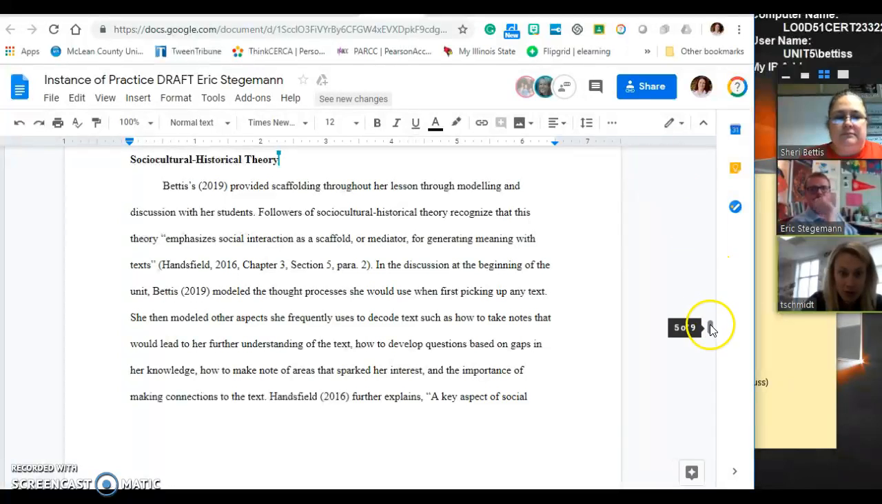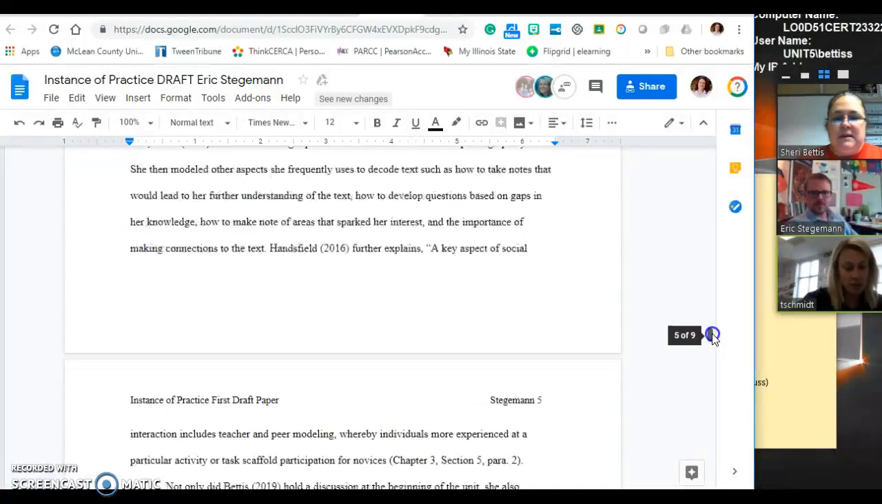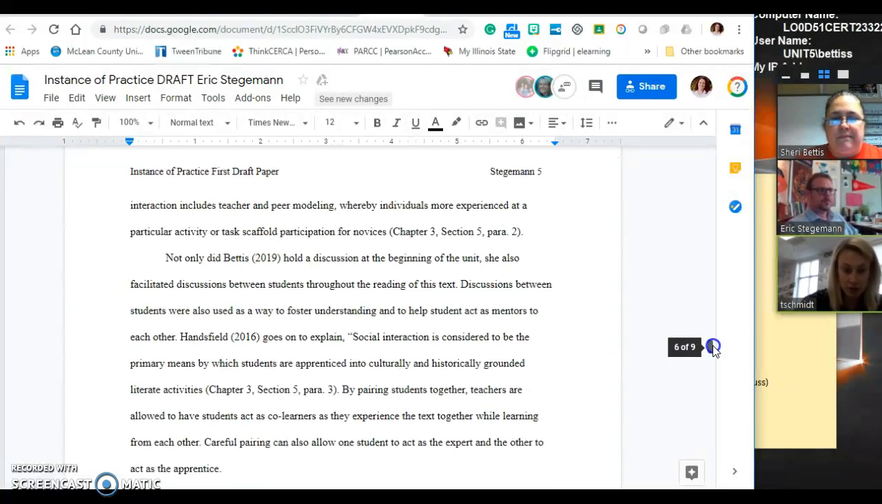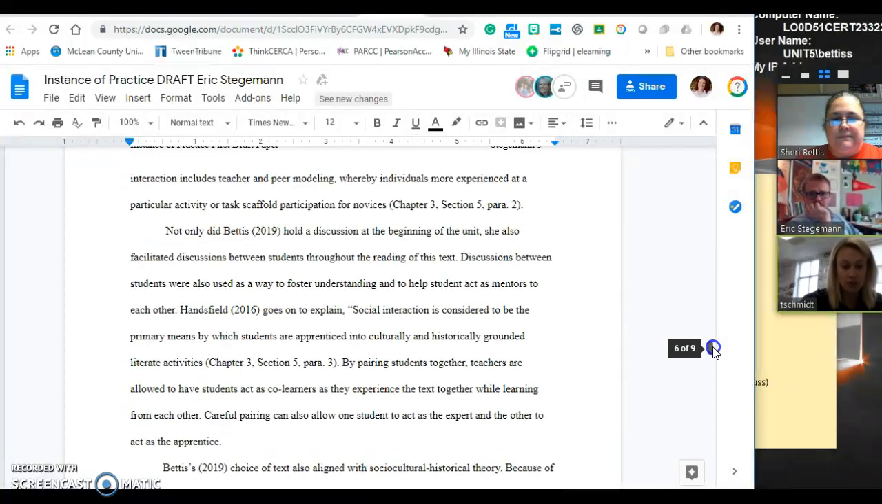Because as I'm looking at the sociocultural historical theory, it says social interaction as the mediator for developing meaning in texts. But this part makes me think maybe this is where she had an issue with what you wrote. It says using funds of knowledge to tap into students' learning. Yeah, which I guess I really wasn't doing. I wasn't going into their backgrounds and their own experiences. That's true. I don't know for sure, but maybe that's the part that was missing.